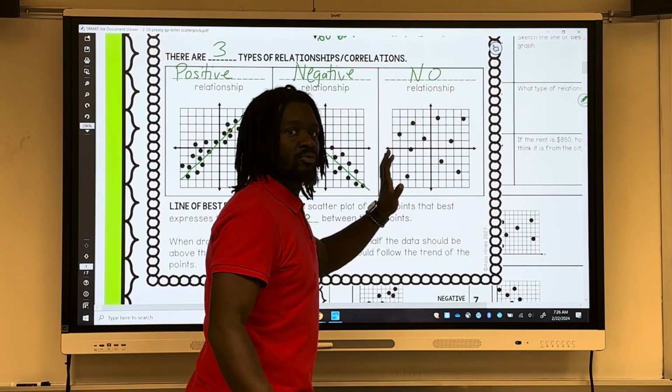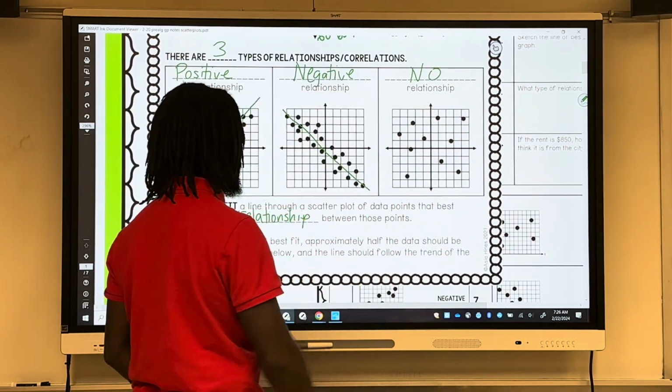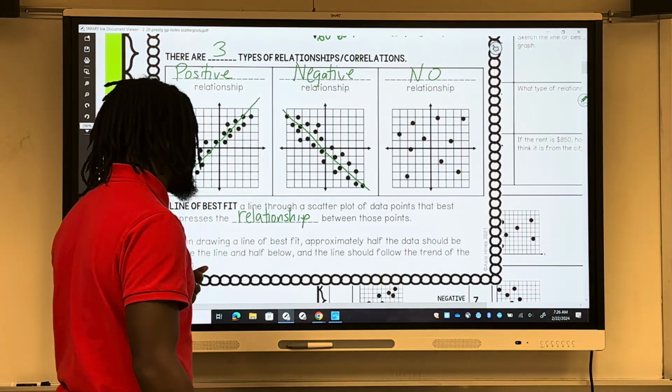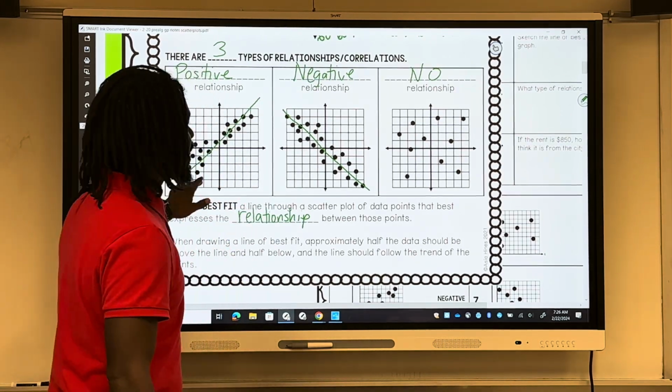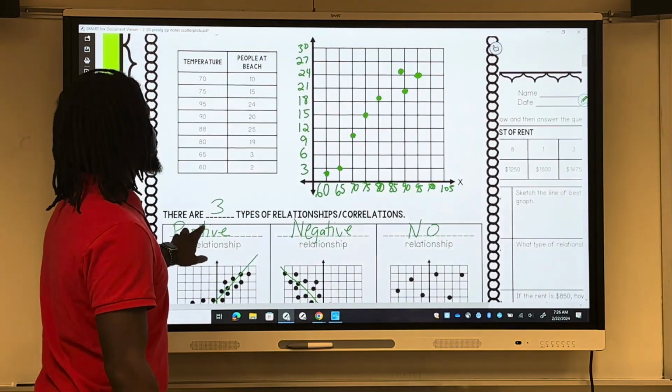In this case, there's no line of best fit, right? The points are scattered, so there's no line of best fit, all right? So, guys, those are really the main things that you need to know about scatter plots.